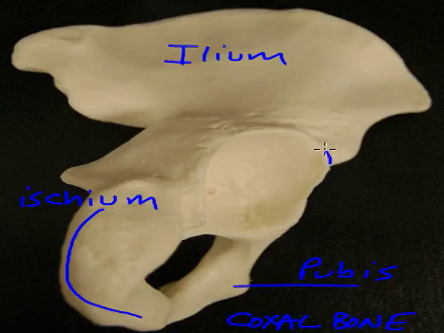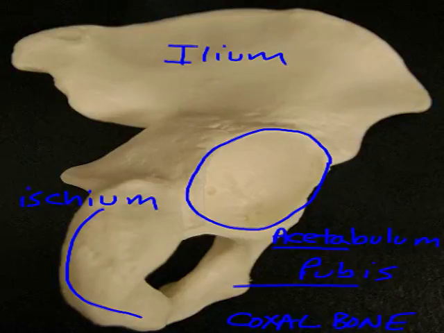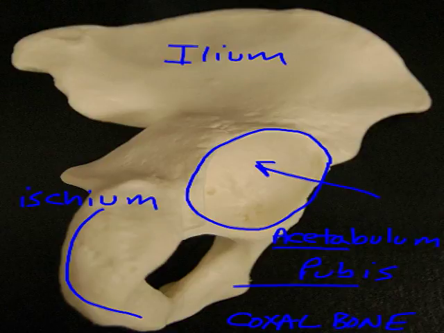Our new structure is this cup-like socket called the acetabulum. Acetabulum means cup of vinegar. Vinegar is acetic acid, and it reminded the anatomists of the shallow cups they would use to serve vinegar at meals. The head of the femur articulates here in the acetabulum.